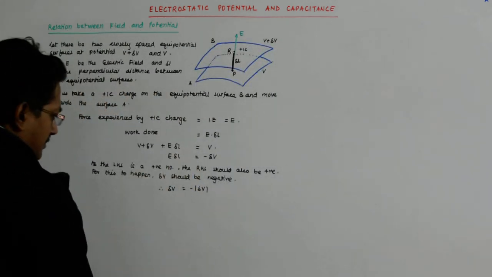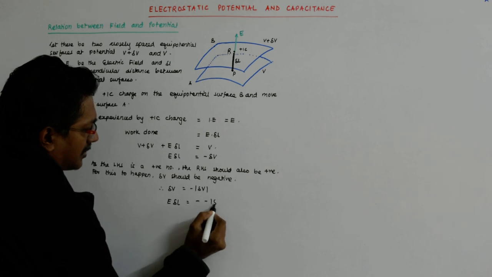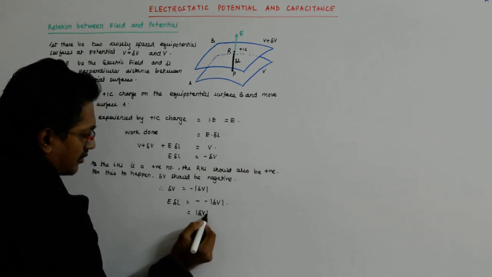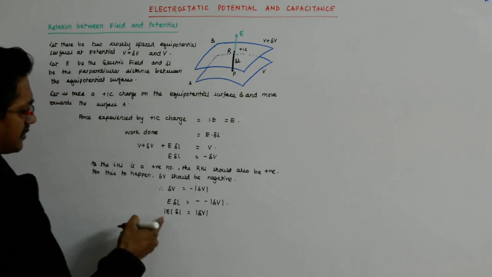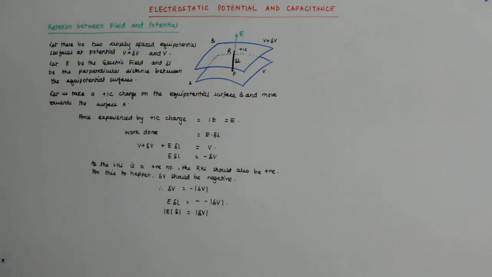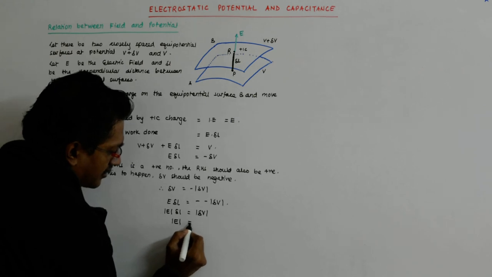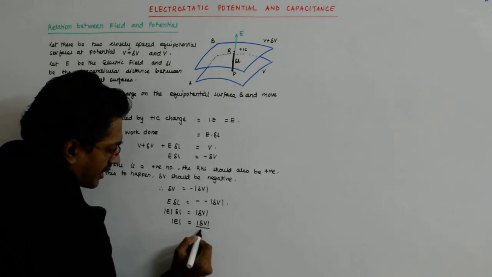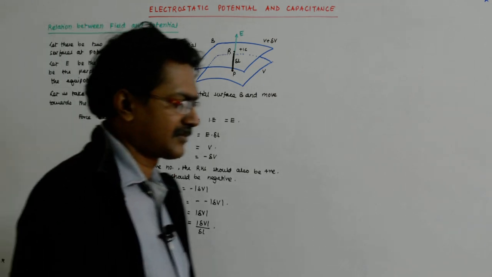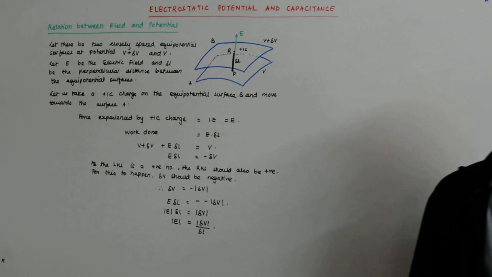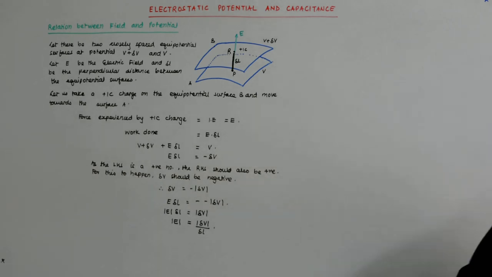Now, if I put this here, I get E delta L is equal to minus of minus mod delta V, which is mod delta V. This E represents the magnitude of E. So what do I get? I get that mod of E is mod of delta V upon delta L. Do we get that? Okay. Fine.